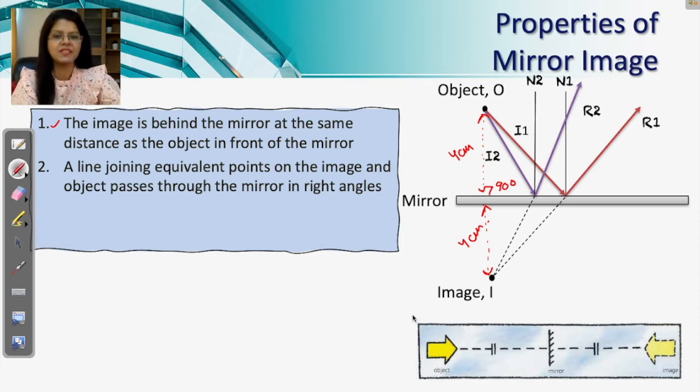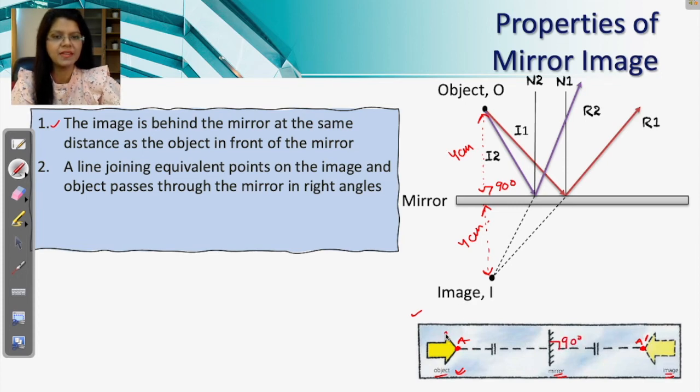So if you look at picture two as well, you are given an object. Here the object is an arrow object. It is not a point object. So you are given an object. You are given the mirror. You see its image. If you join the corresponding points, A and A dash are corresponding points. And if you join A and A dash, this line is 90 degrees with the mirror.